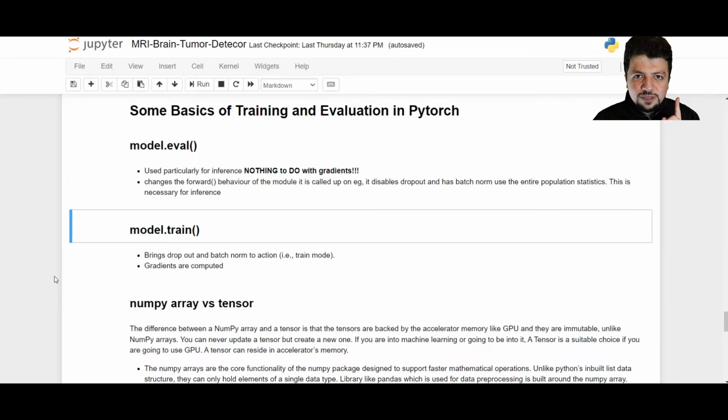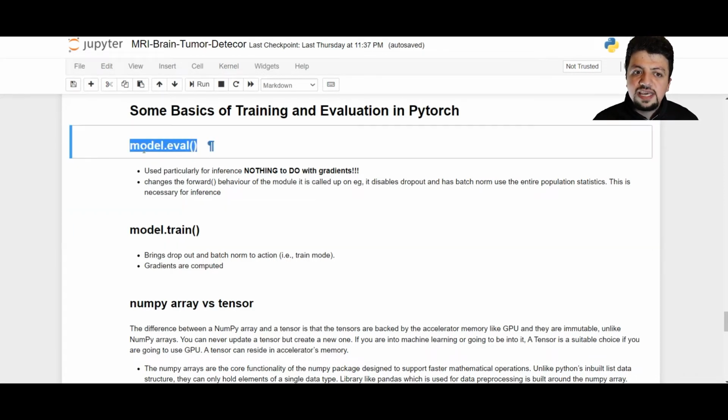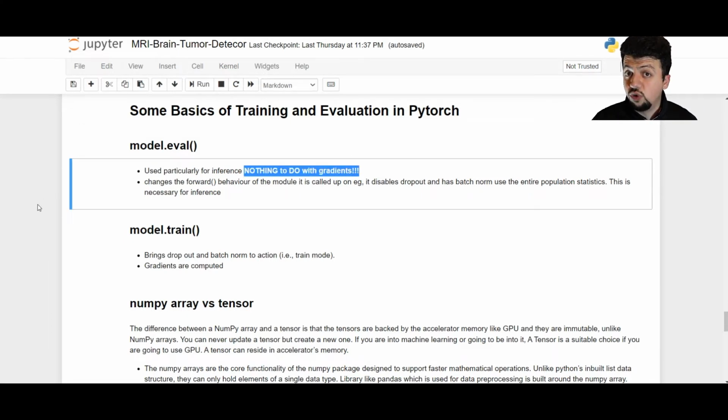Now, here's the big misunderstanding. When you use model.eval, it does not turn off gradient computing. That's so important to know. It has nothing to do with the computation of your gradients. Okay? That's very important to know. It doesn't turn it off. All it does is what I told you.